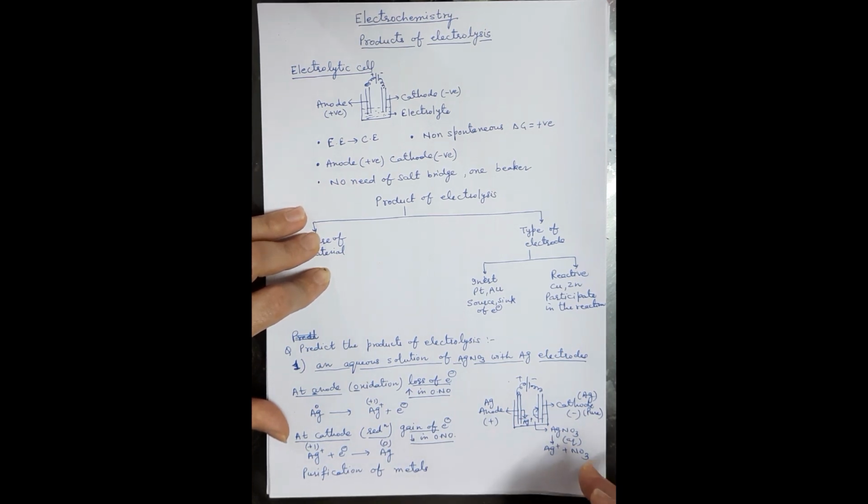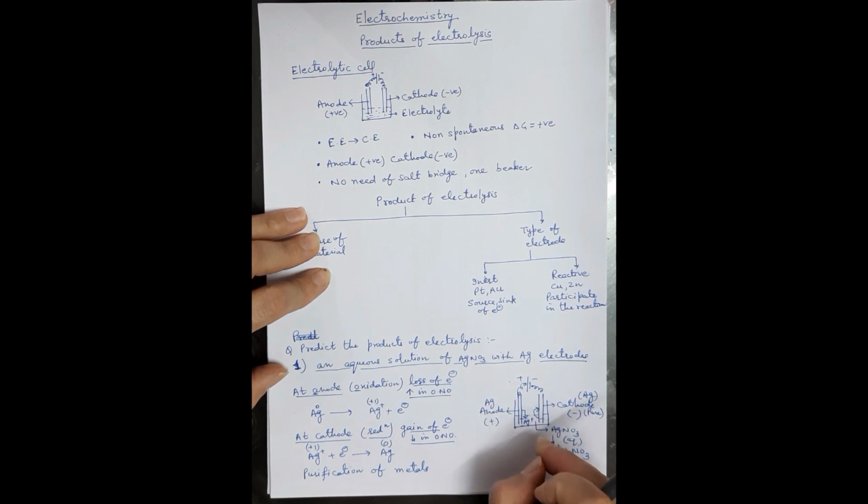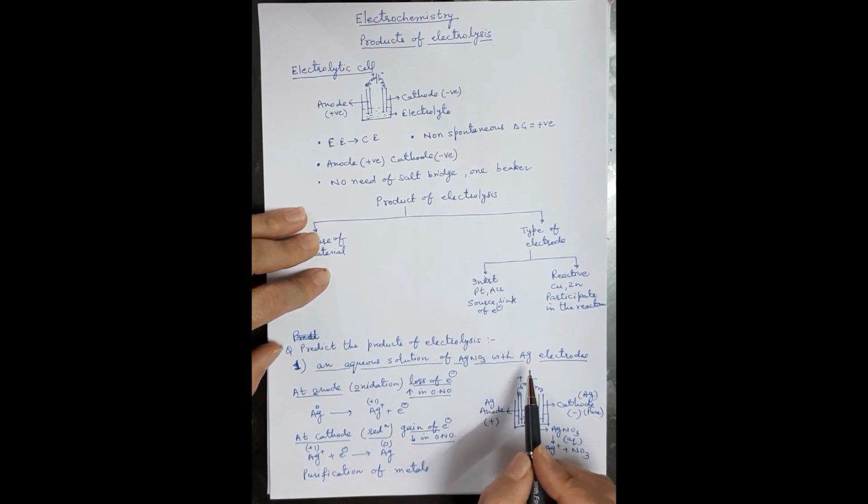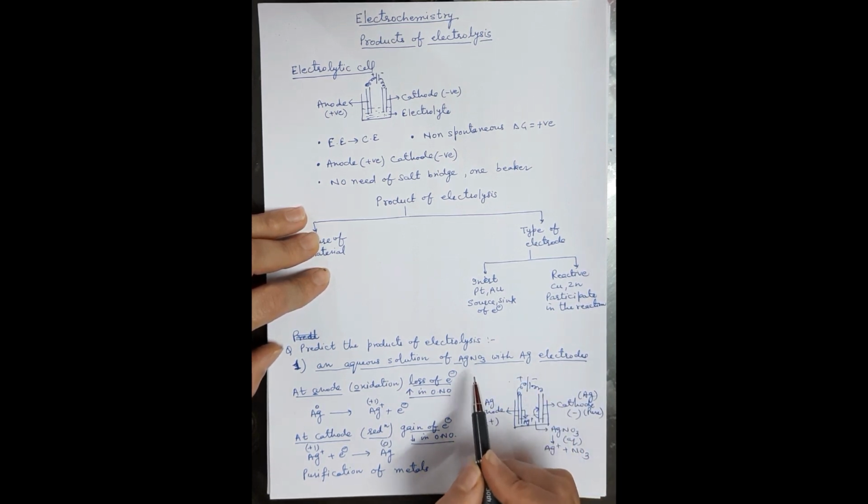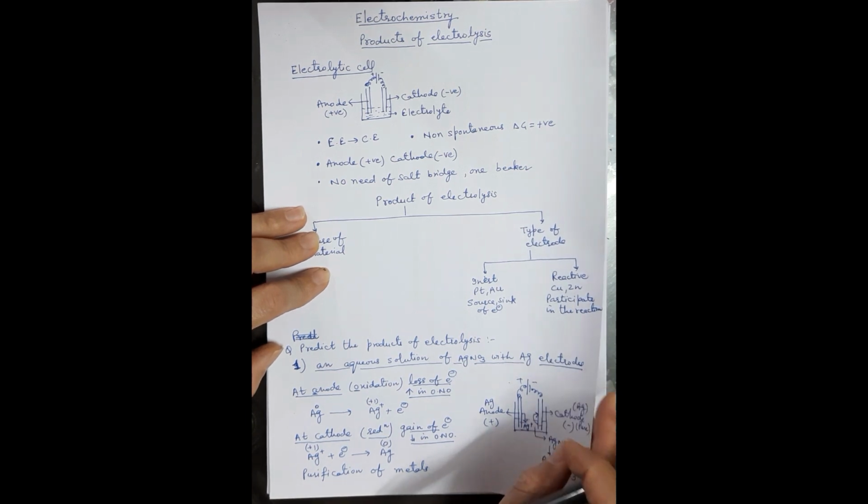Beta, this is a very special case, because in this case electrode as well as electrolyte, they are containing the same element. Just remember that if silver electrodes are kept in silver nitrate solution, then this is the way of finding out the products of electrolysis. I'll discuss the second case.